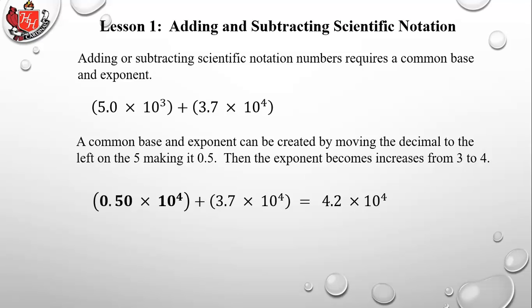Now at that point, you might have to adjust the decimal again. If I had decided to move the decimal on the 3.7 to make that 37 times 10 to the 3rd, I would have ended up with a different number, and I would have had to adjust the decimal. But we didn't need to do that here. So anyway, don't worry about that.